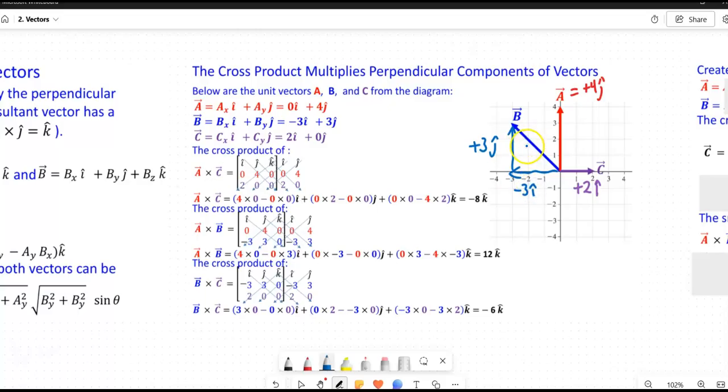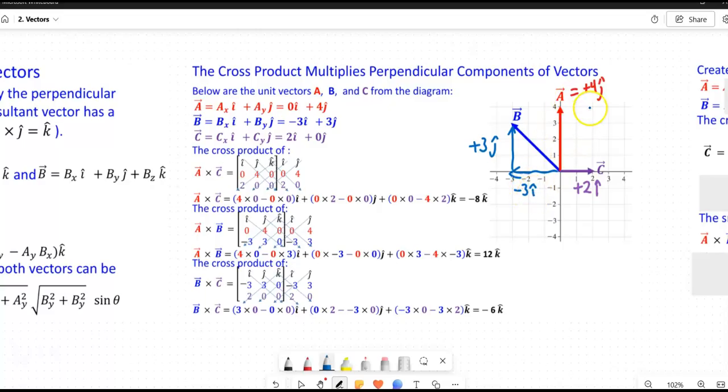So the portion that's going to multiply for A times B is only going to be this vector times this vector. It's only going to be the j portion of A and the i portion of B. So this will be negative 3 times positive 4. So again, I don't know the directions. We kind of have to do a little bit of algebra to figure out whether this is going to end up being positive or negative. But I for sure know the magnitude of the new vector is going to be 12, right?